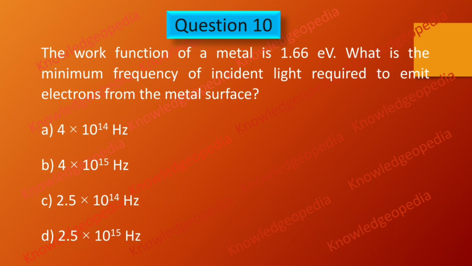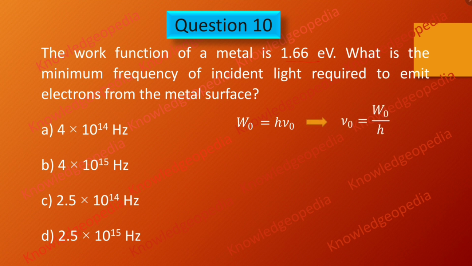Now coming to question 10, the work function of a metal is 1.66 electron volt. What is the minimum frequency of incident light required to emit electrons from the metal surface? For this, you need to do some calculation. We know the work function W0 is equal to h nu 0. Nu 0 is the threshold frequency. H is Planck's constant. Now this W0 value is given, 1.66 electron volt. And it is asked to find out the minimum frequency of incident light, that is the threshold frequency nu 0.